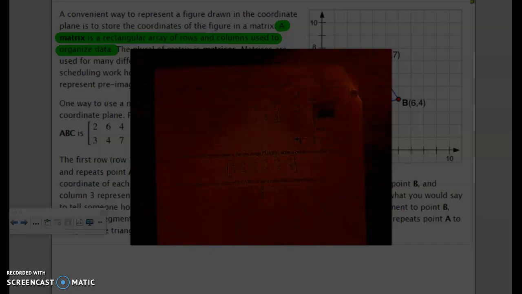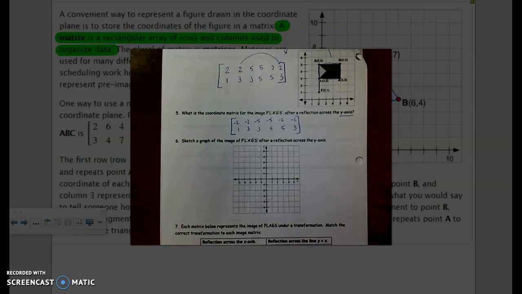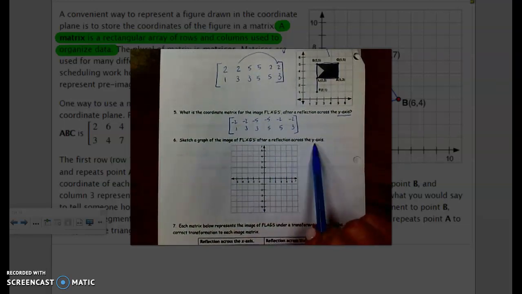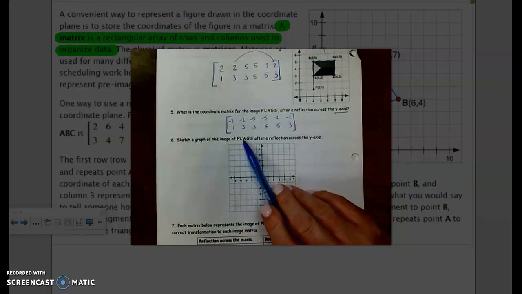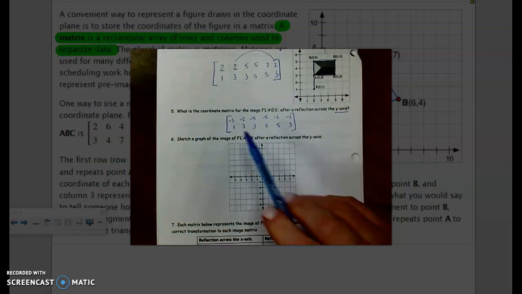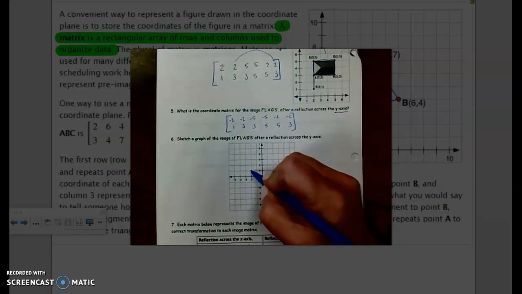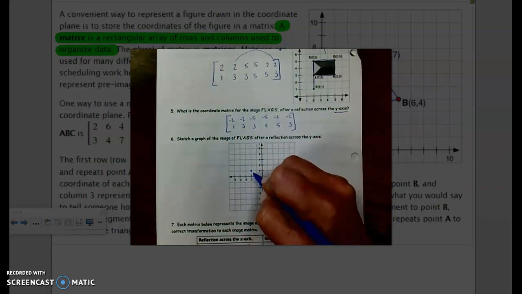Let me get my lights back on. Okay, on number 6, we're just going to sketch that new image of flags after the reflection across the y-axis. Remember, we use prime notation for the image, so we're going to graph the point -2, 1, and that's my F prime.